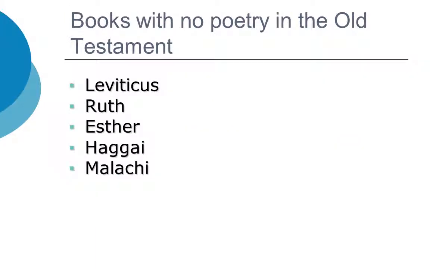There's only five books in the Old Testament that don't have any poetry in them: Leviticus, Ruth, Esther, Haggai, and Malachi. All of the others at least have some poetry, and for some of them it is the whole book. So again, it's really important that we understand the nature of Hebrew poetry.